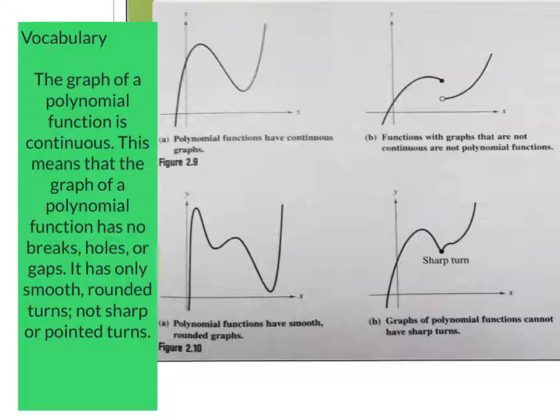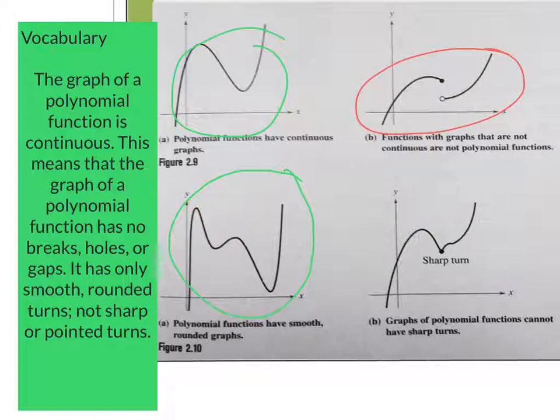So first of all, this first one here, I'll circle in green the functions that are okay. This function up here, A, is okay because it's continuous. The function down here, another A, is good because it's also continuous, it's smooth, it's rounded. However, B is a no-no. This, remember, is a piecewise function, so that actually won't work for us because it has gaps and holes. And this one here, B, is also not going to work because it has a sharp turn. So those are not considered continuous polynomial functions.